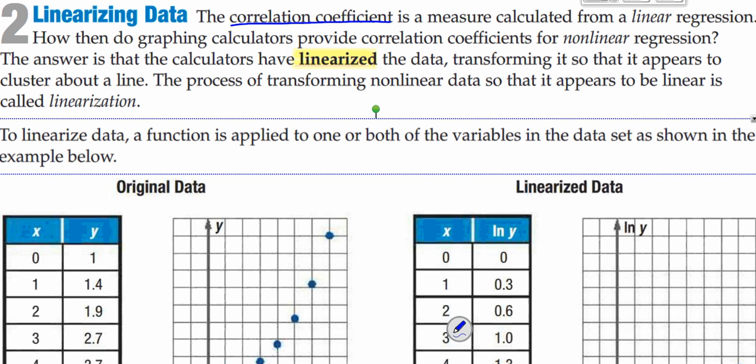But what we do is we take our data that is not linear and we do something to transform it so that it makes a line. We're going to linearize the data. That is transforming it so that it appears to cluster about a line. And this is called linearization. To linearize the data, we either change the X list or the Y list, or sometimes we'll change both of them, okay? And there are four or five different ways to do this.